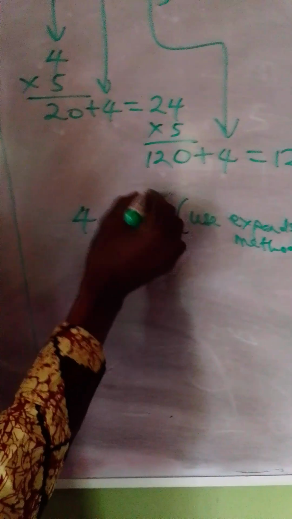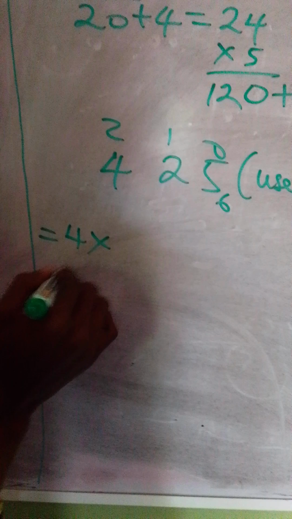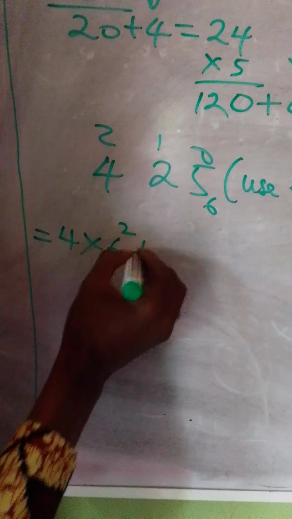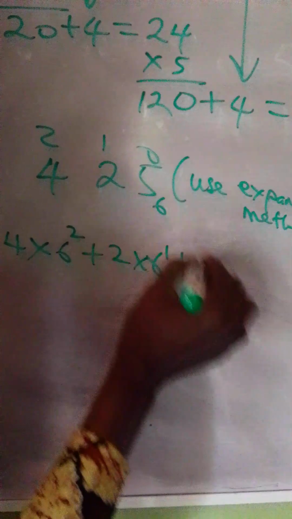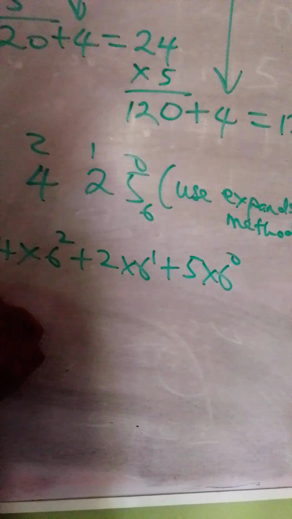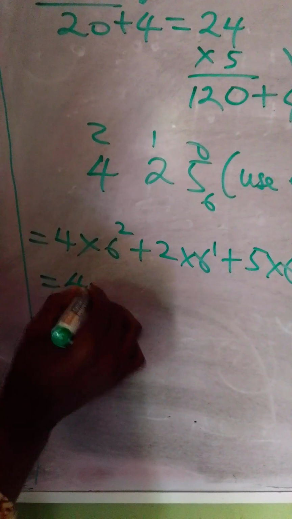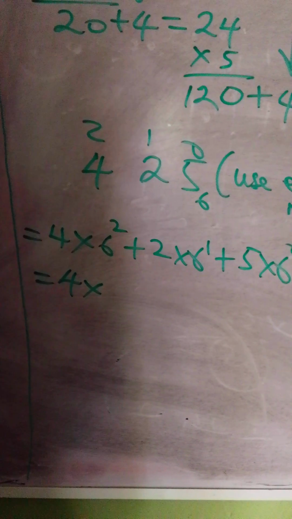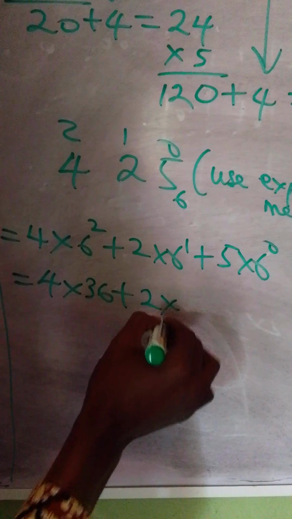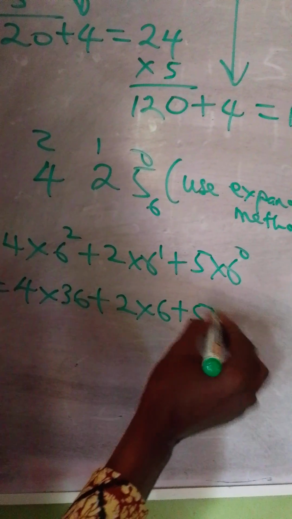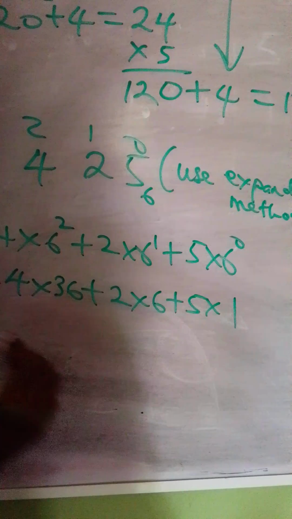So number the digits 0, 1, 2, just like I explained earlier. Then multiply 4 times 6 raised to power 2, plus 2 times 6 raised to power 1, plus 5 times 6 raised to power 0. So that will be 4 times 6 squared, which means 6 times 6, which is 36, plus 2 times 6 raised to power 1, which is 6, plus 5 times 6 raised to power 0, which is 1.